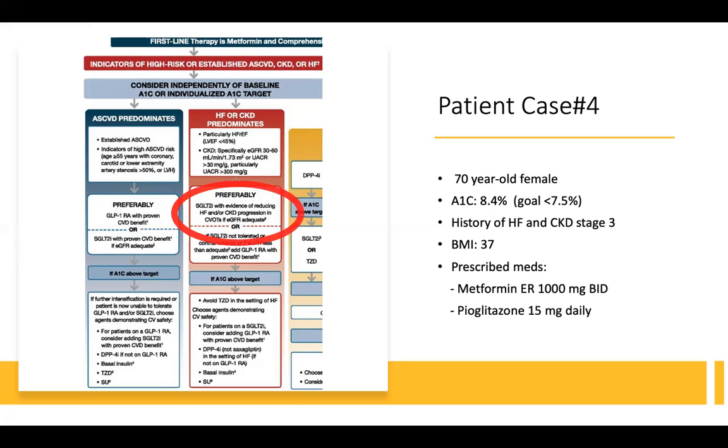So hopefully your immediate response was to discontinue pioglitazone, as it can exacerbate her heart failure. Also, looking at both the patient's history of heart failure, chronic kidney disease stage 3, and the patient's BMI, selecting an SGLT2 inhibitor such as Jardiance would be an appropriate agent.